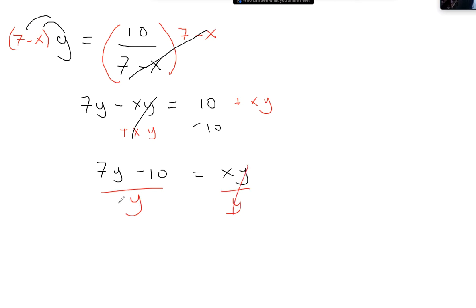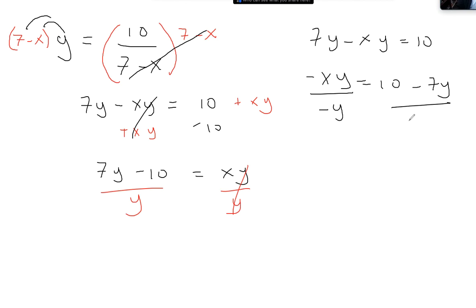And I don't have the weird negative sign, where you wonder what you should do with that, how you simplify it. If I did, I'll show you what it would look like over here. So say I just went from here. I could totally subtract that 7y over, and I would have negative xy equals 10 minus 7y. And then when I divide out the negative y, I get this thing, which isn't great because we have a negative in the denominator, and we don't love that.